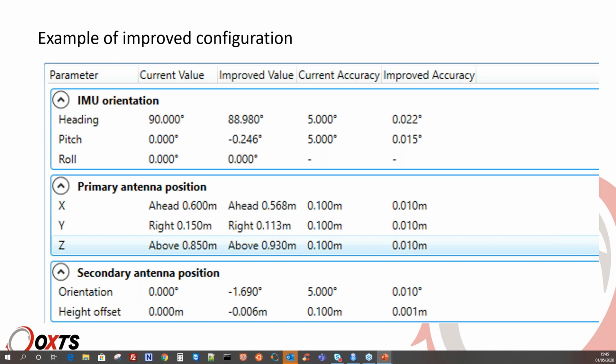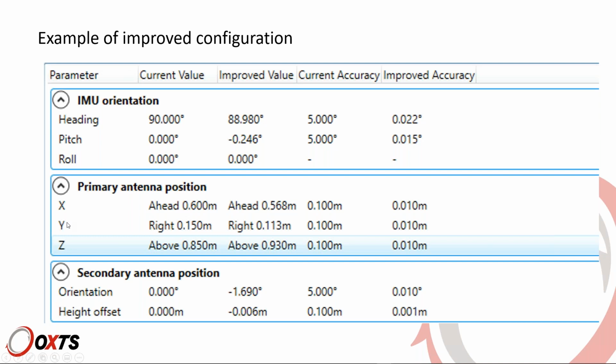Also, you can see how the lever arms have been corrected. This was a good configuration to start with. As you can see, all the original settings were within 10 centimeters, which is the default tolerance from the actual landing point, if you wish. But the system managed to improve that and then tighten the tolerance to 1 centimeter. Same for secondary antenna orientation and height offset. You can see how tight the tolerances are.